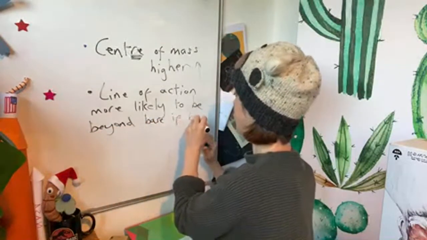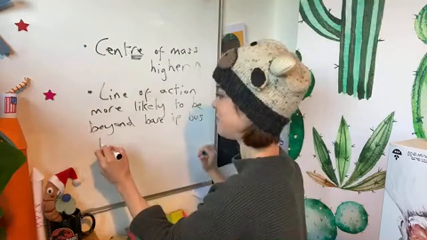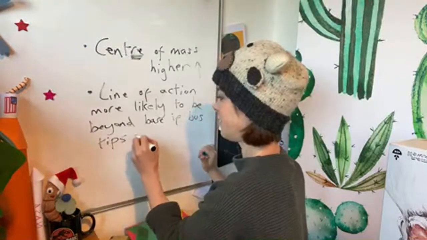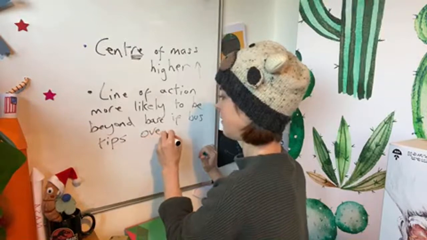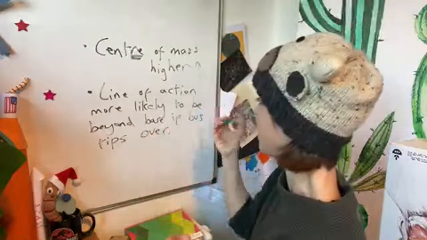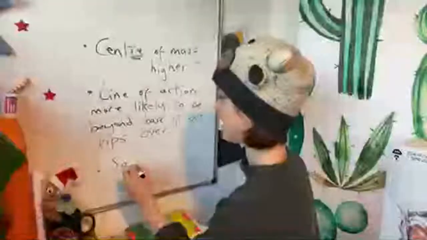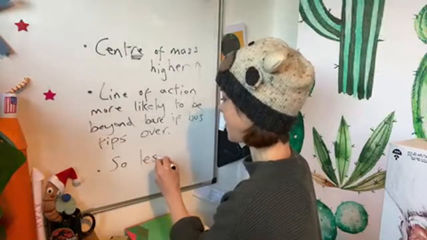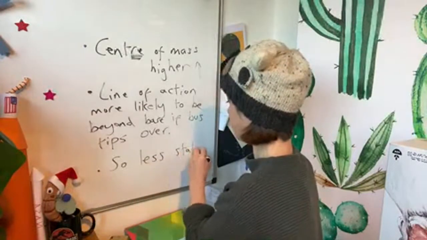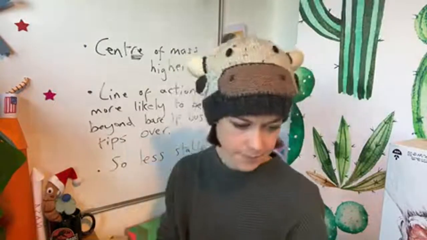if bus tips up. This is a GCSE question, right? So I'm trying to, if bus tips over, centre of mass will be higher, so the line of action would be more likely to be beyond the base if the bus tipped over. And then, just in case it's an extra mark, I'd put, so less stable.